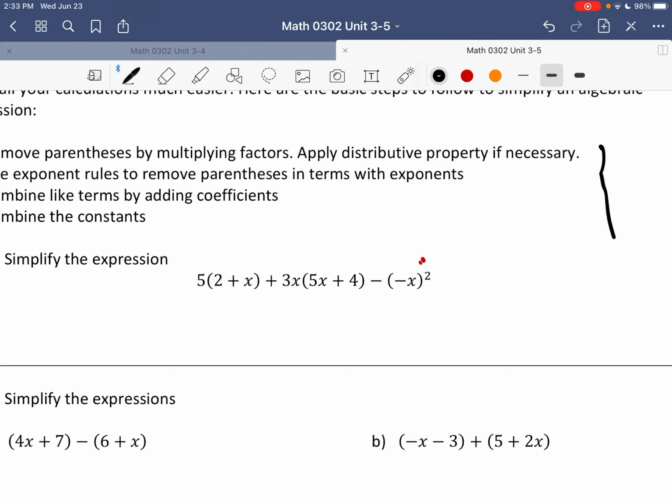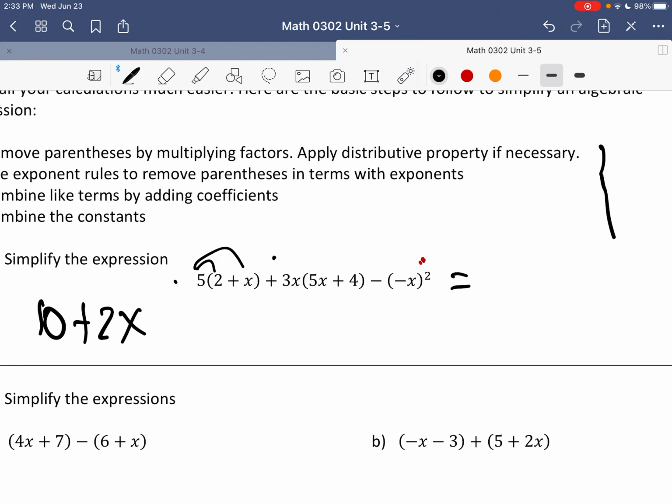Okay, let's go ahead and start the procedure on how to simplify this expression, and we'll do it piece by piece. The first thing that we'll go after is the first term, 5 times the parentheses 2 plus x. We'll use the distributive property, distribute the 5 across the 2 and the variable x, and that's done by multiplication. So 5 times 2 gives us 10, and 5 times x gives us 5x.